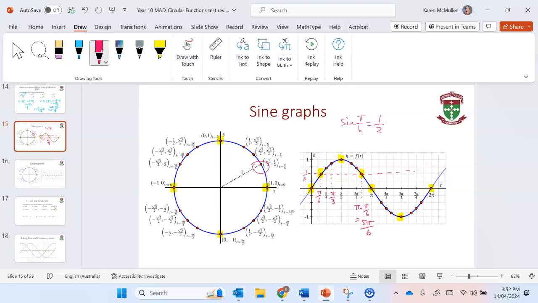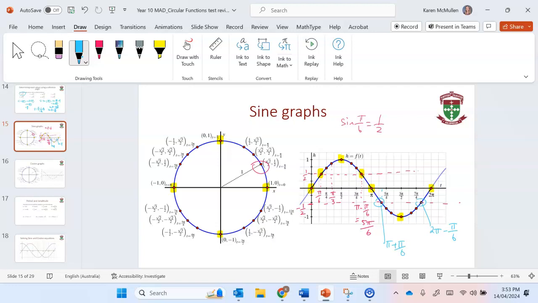Now, if we were to do the negative, so down here is -1/2, and I was to go across, you can see it's hitting at this point here, and this point here, because we're now in the third and the fourth quadrant. So this value here would be pi plus pi on 6, and this point here would be 2 pi minus pi on 6. All right, so that's how you can solve equations using your graph.